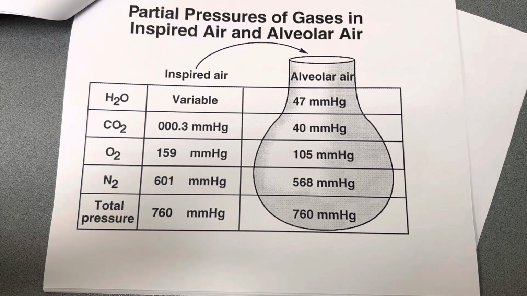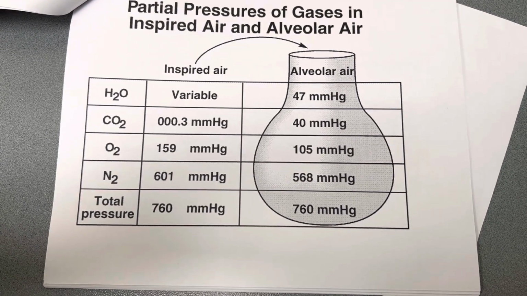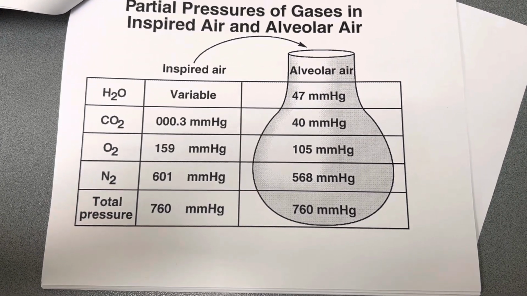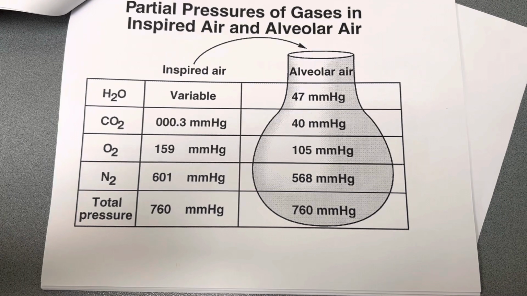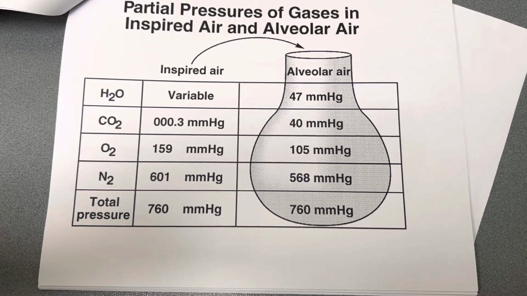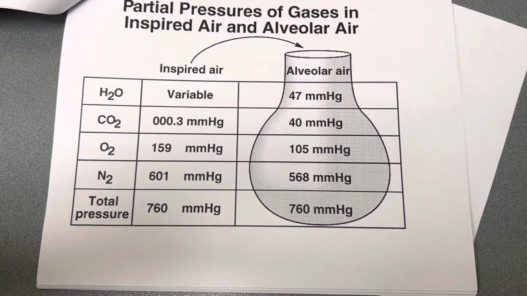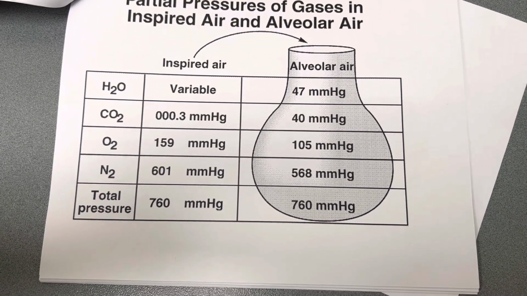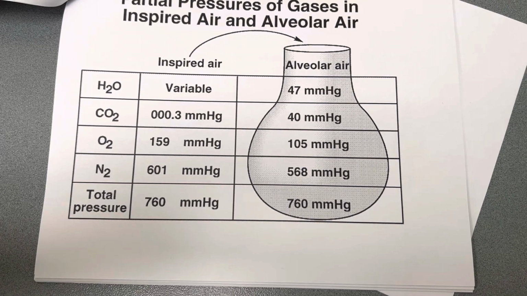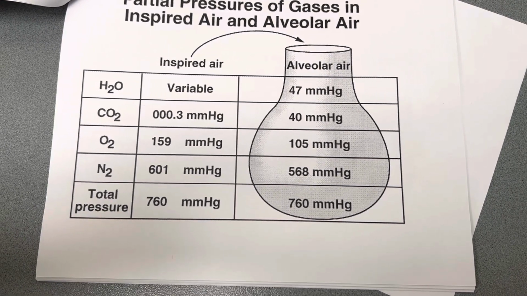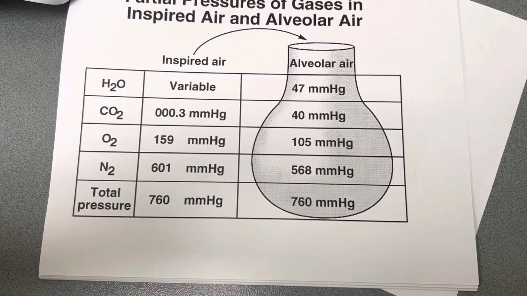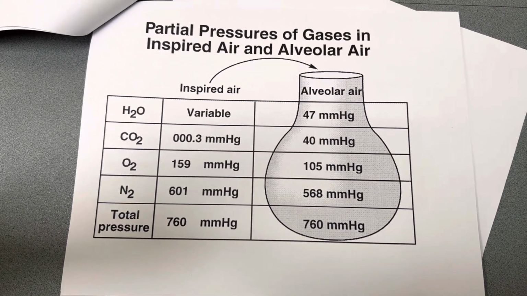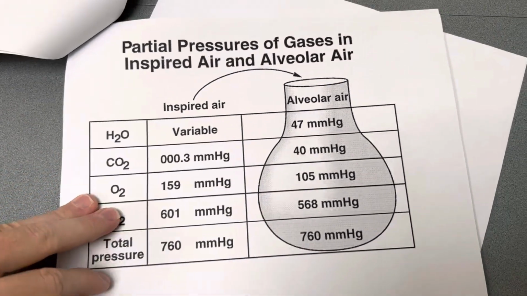CO2, 0.3 mmHg, 40 mmHg in the alveolar air. Oxygen, 159 mmHg, 105 mmHg in the alveolar air. N2, 601 mmHg, 568 mmHg in the alveolar air. Total pressure, 760 mmHg, 760 mmHg in the alveolar air.